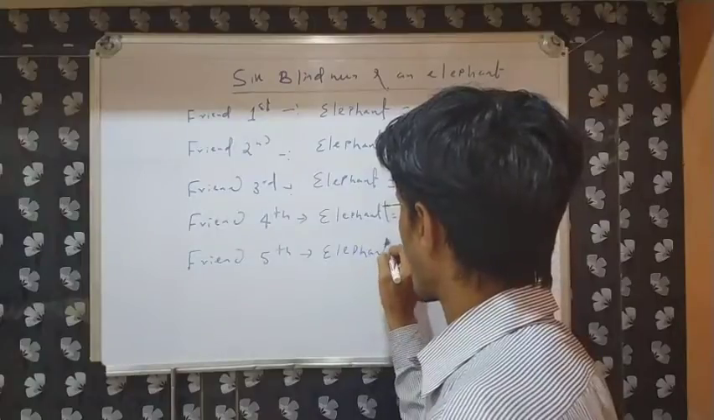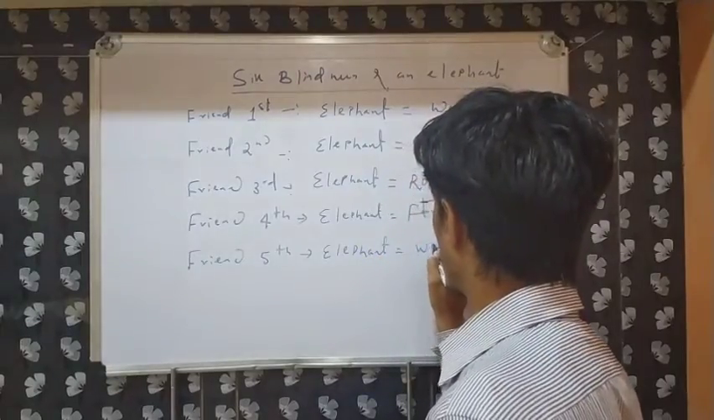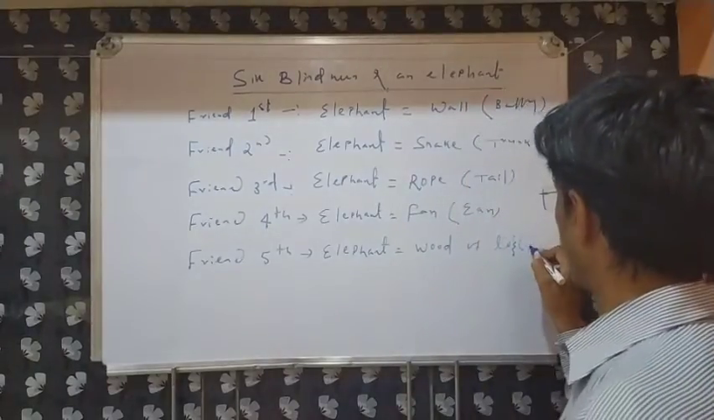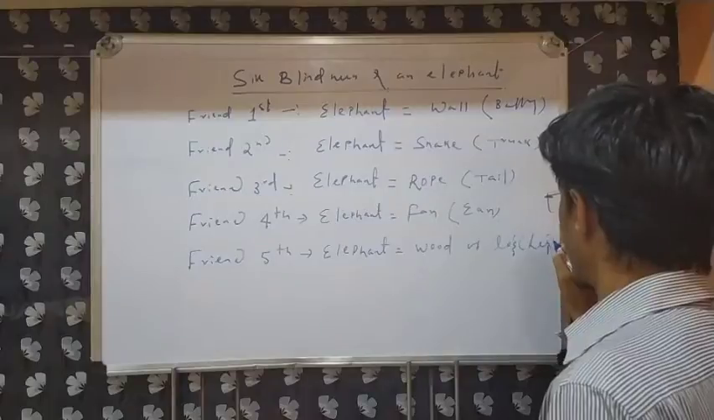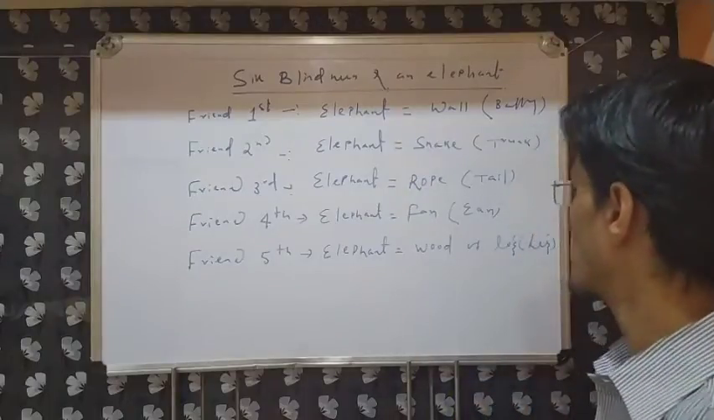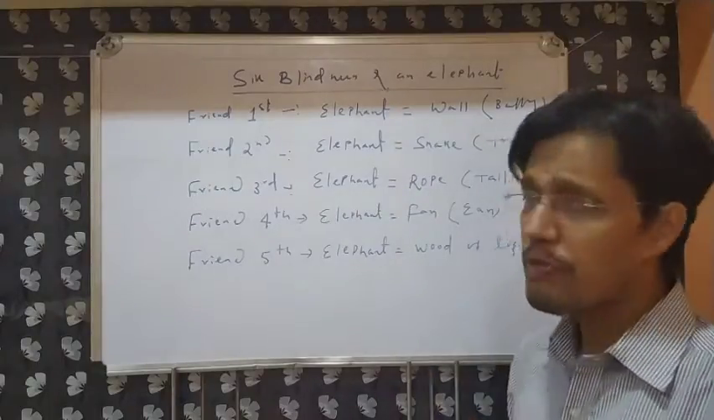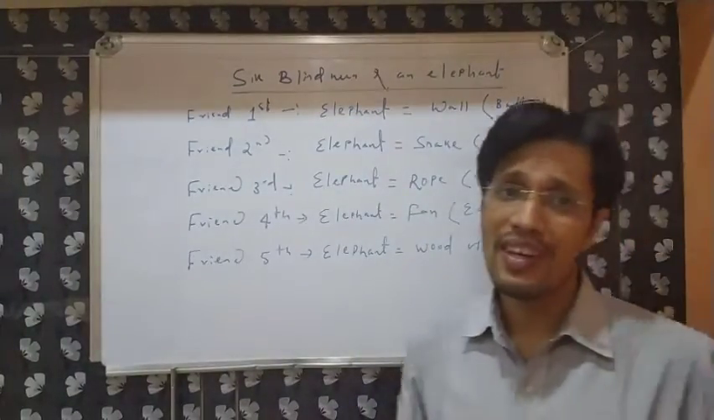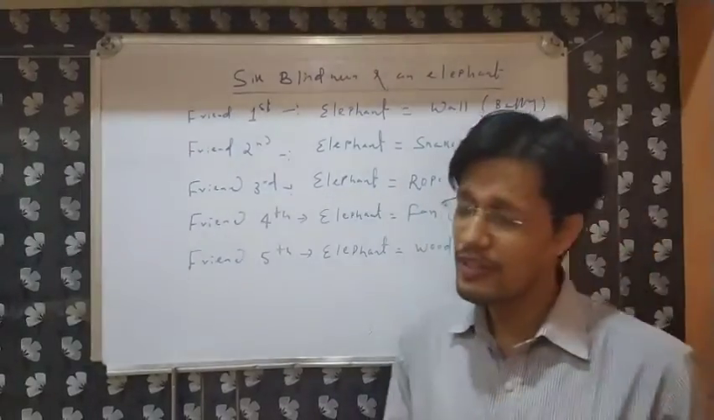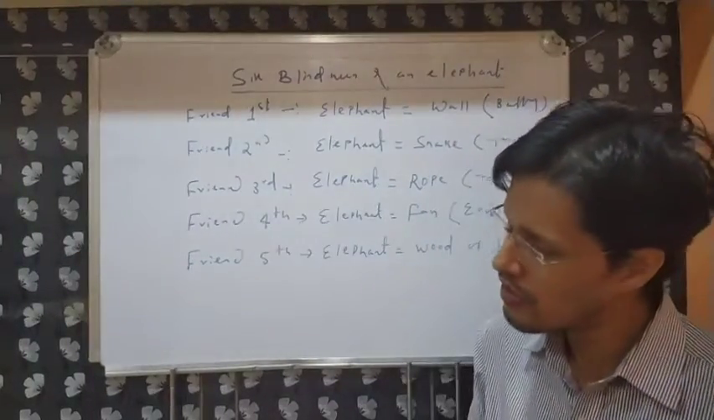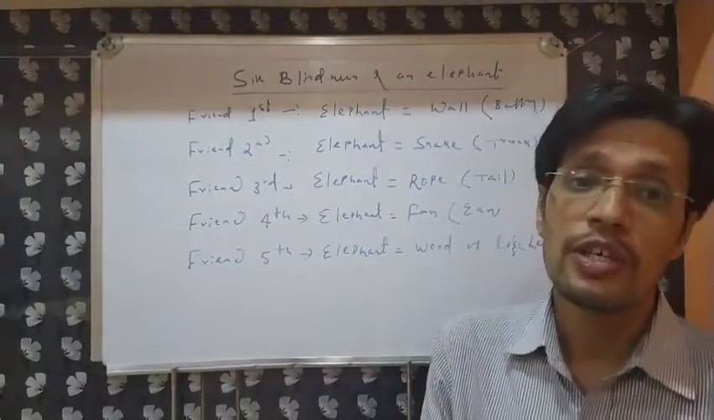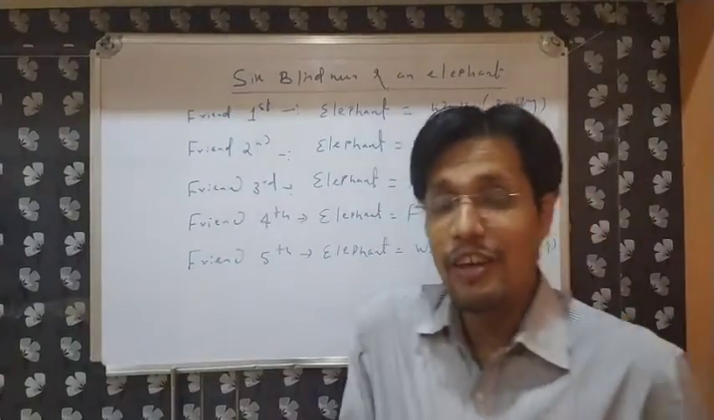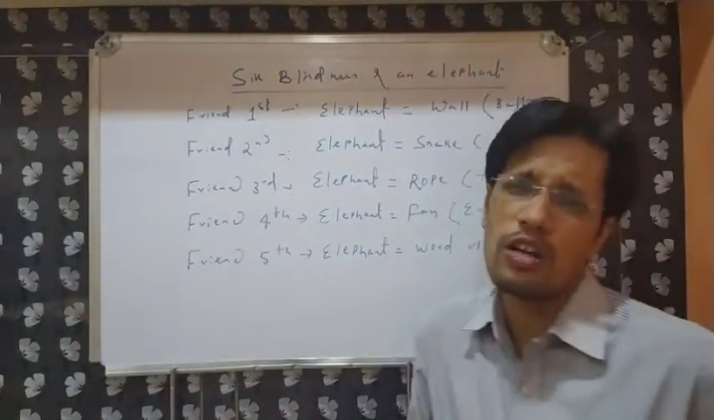Elephant is equal to wood log. It is from the legs itself. So the fifth friend simply judged the elephant from the leg itself, and in that condition he expected, he viewed that elephants really appear like a wood log.